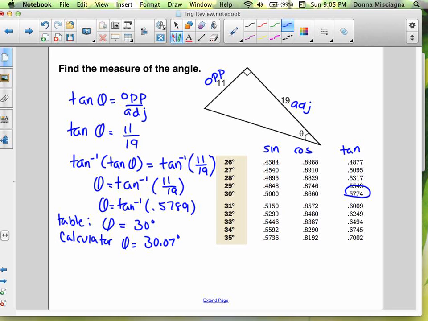So you can use either the table or the calculator to find the angle measure. With the table, you can round to the nearest degree. With the calculator, you can round to the nearest tenth of a degree. All right, that's the end of this problem. Didn't take us very long to find that angle measure.